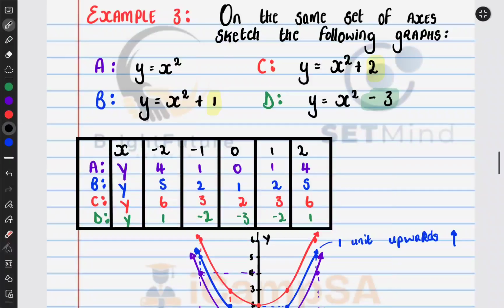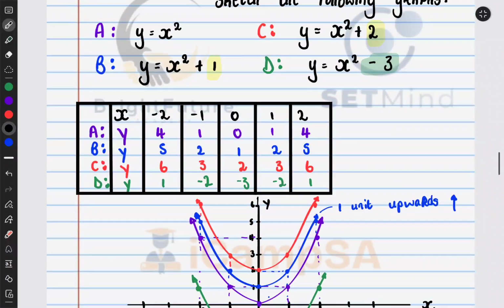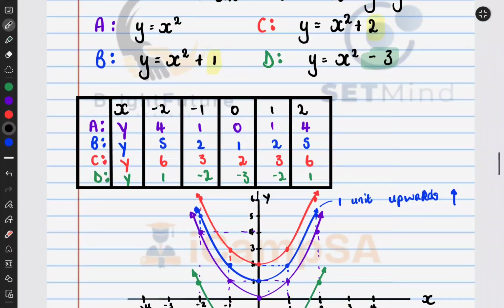And then for function number c, y is equal to x squared plus 2. They added 2 units to the mother function, so the function shifted 2 units upwards. That is 2 units upwards. That is what is happening. The function was shifted upwards.